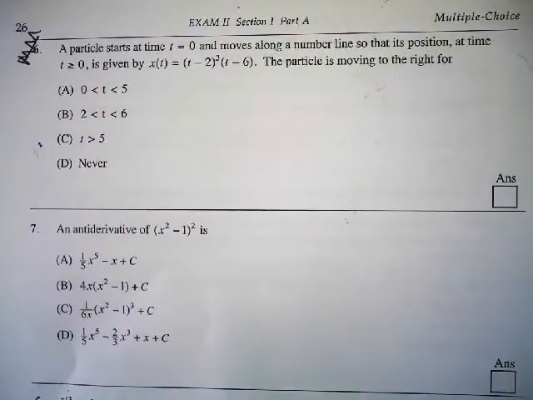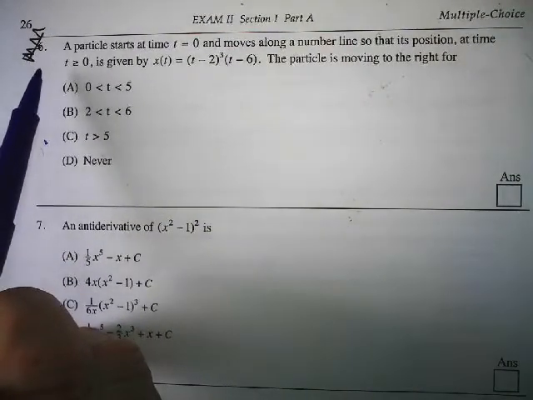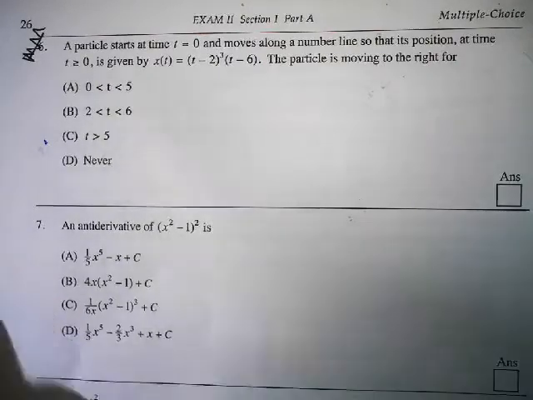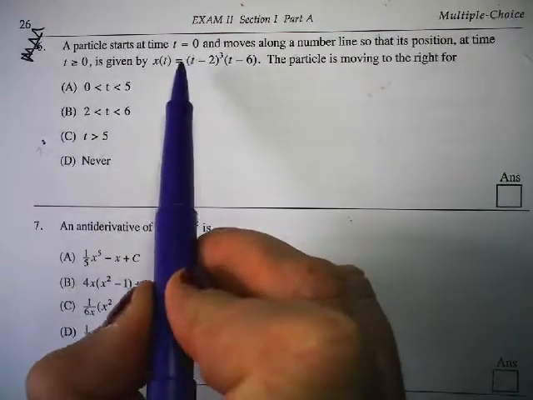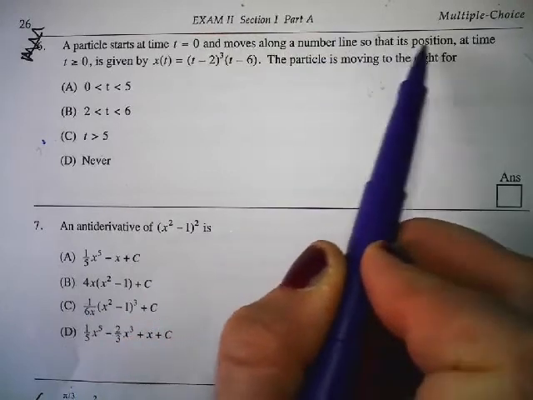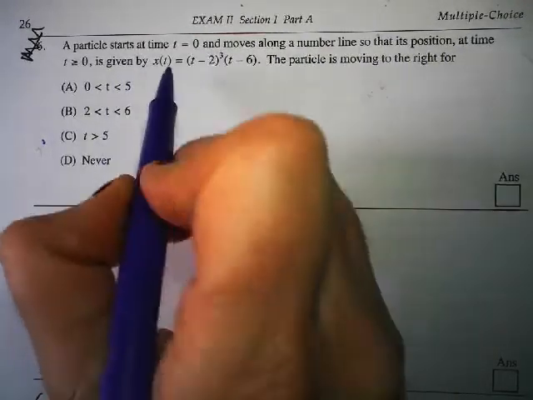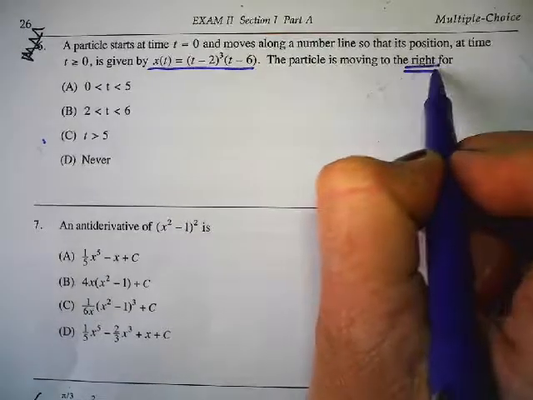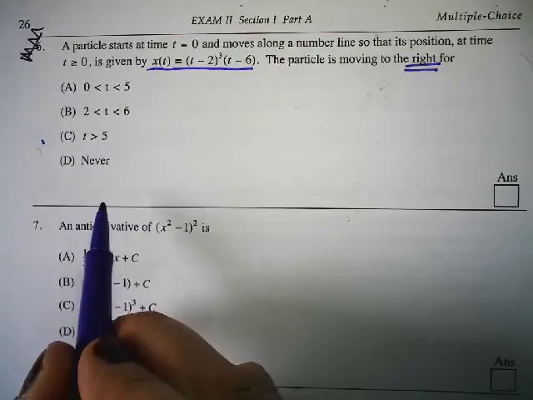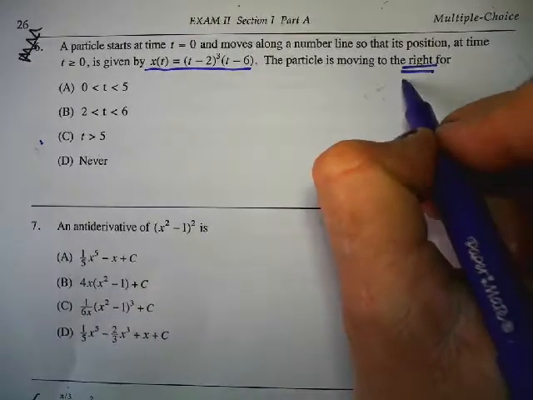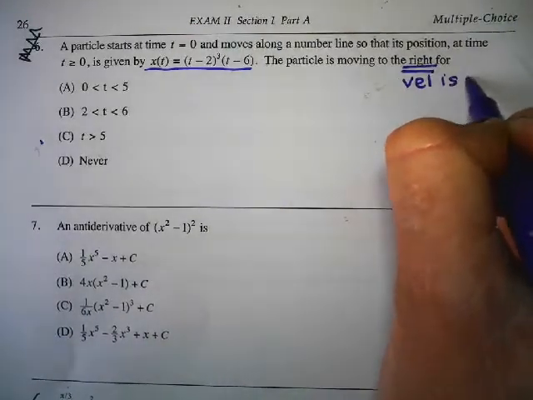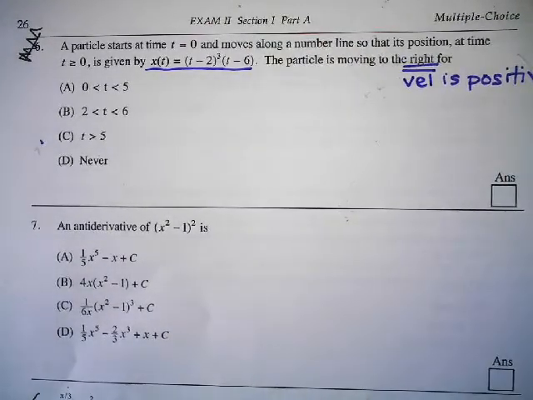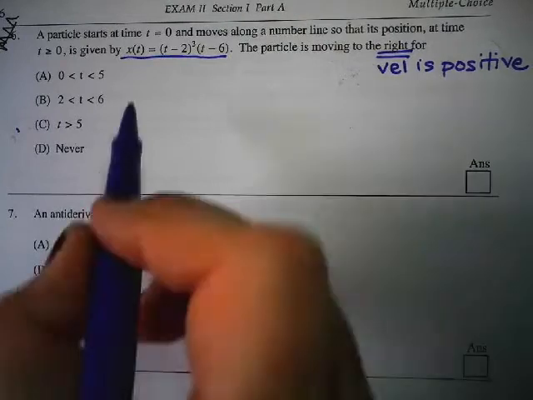Okay, this one I'm moving to page 26, number 6. I do not get to use my calculator on this one. This is similar to the last one I did, but no calculator. A particle starts at time t equals 0 and moves along a number line so that the position is given here. The particle is moving to the right for which t values. When something's moving to the right, something I know about it is that the velocity of it is positive. So I need to get to my velocity, which means I need to take the derivative of this.